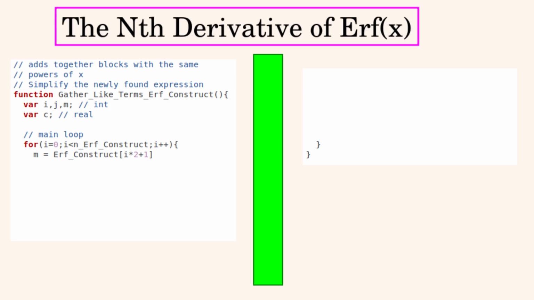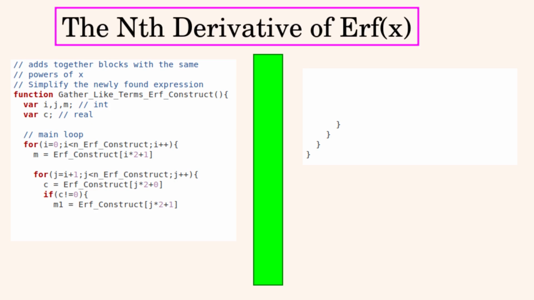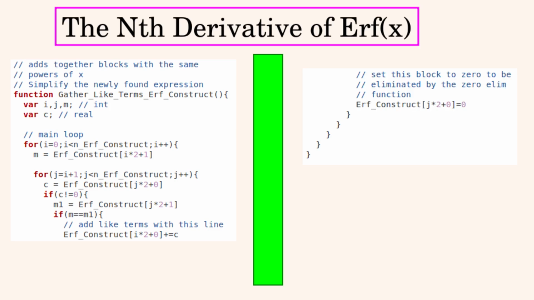So we've got to simplify this expression before we can place it back into the table of derivatives. We'll have to gather like terms together first. We'll make a loop to look at every term in the expression and get the power of x in this term, which is stored in m. We'll make another loop to look at every term ahead of it. And if its coefficient isn't 0, then we'll look at the power that x in this term is raised to. And if the two x's are raised to the same power, we can add the coefficients together. And we'll set the coefficient of the other term to be 0, so that it may be deleted by the 0 eliminate function.